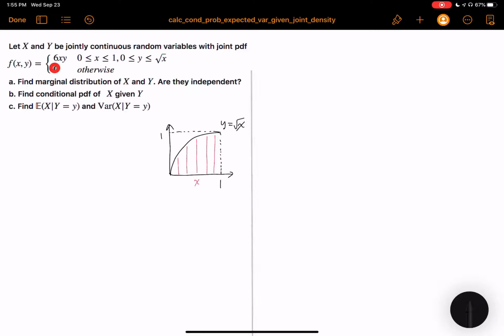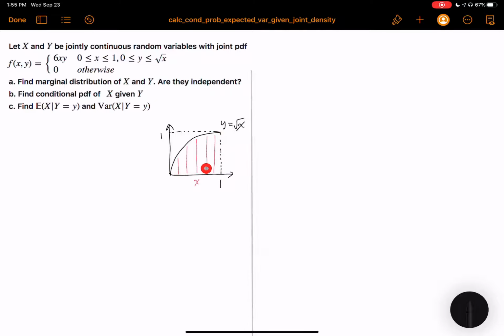First, let's figure out the range of the values of X and Y using a plot. Here we can see that X is between 0 and 1. For each fixed X, Y is between 0 and the square root of X. So for fixed X, Y is between 0 and the square root of X. If you look at the possible values of X and Y, they lie in this region, right?